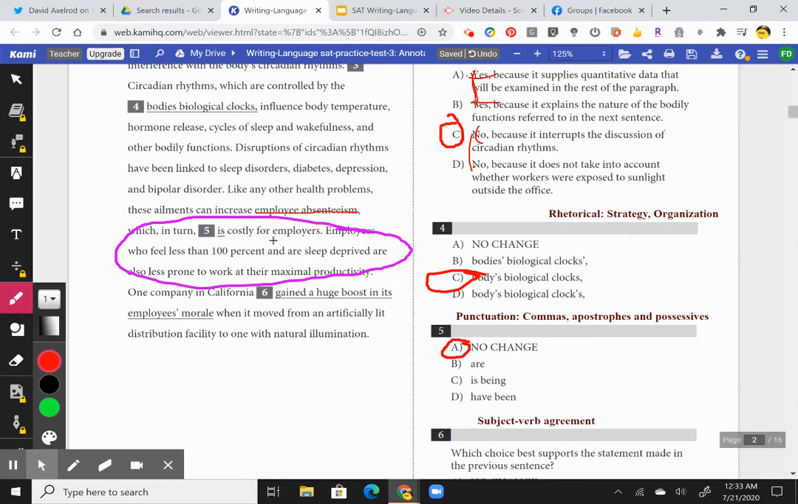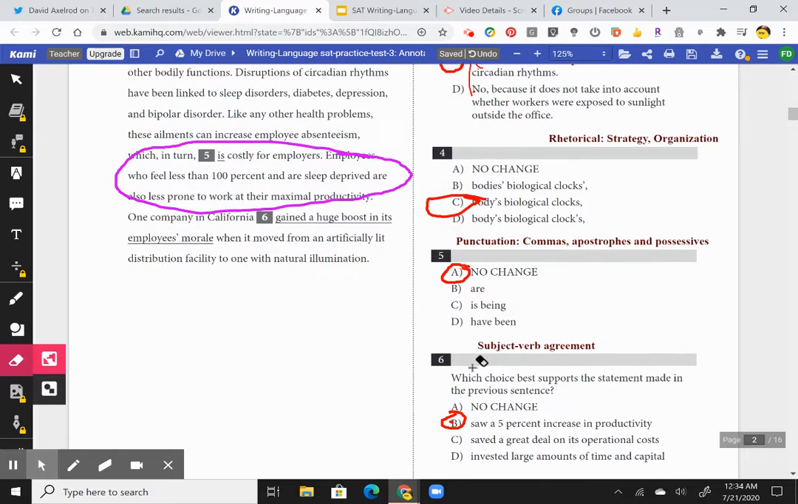If you're uncertain how to do those, break it down. Get rid of the extra words. Employee absenteeism is costly for employers. That would be the correct subject-verb agreement there. So that's what we want to do.